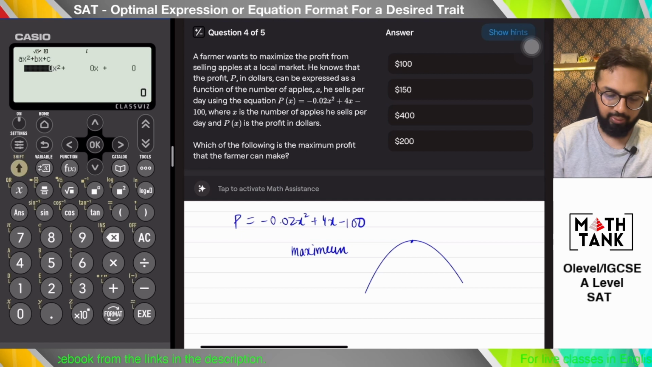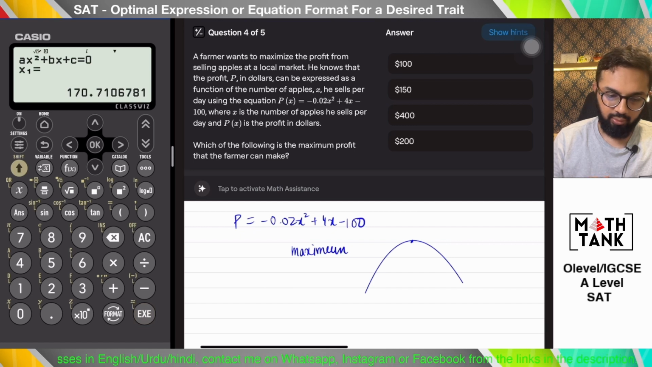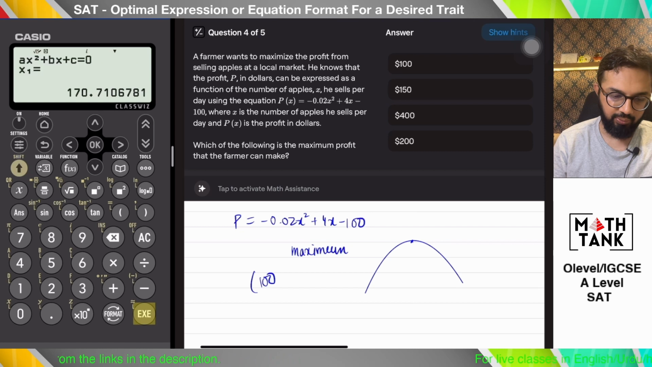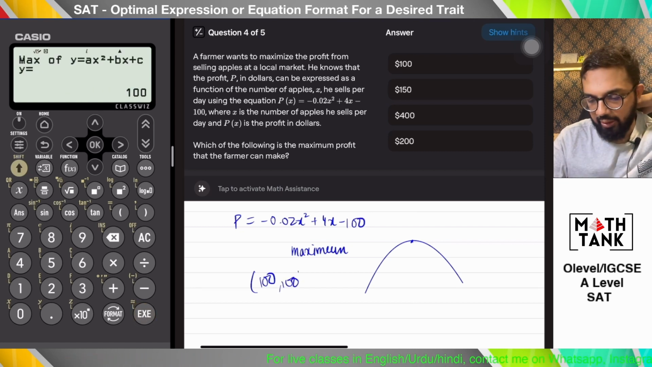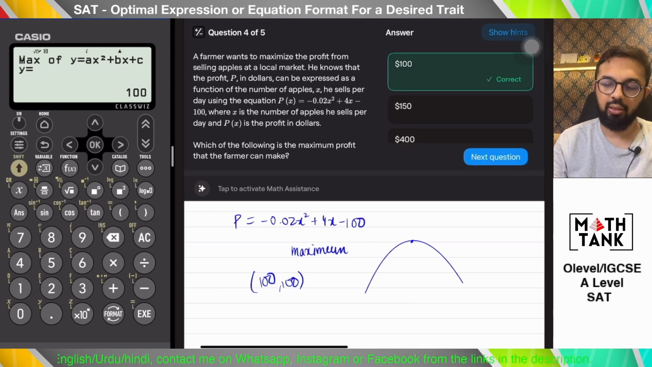Okay, so those are x-intercepts. Then the turning point comes out as 100, comma, was that 100 as well? Yeah, 100, comma 100. Okay, so that comes out as 100, comma 100, which means that for 100 apples, the profit is 100, and that's the maximum profit that you can make. So that's the correct answer.